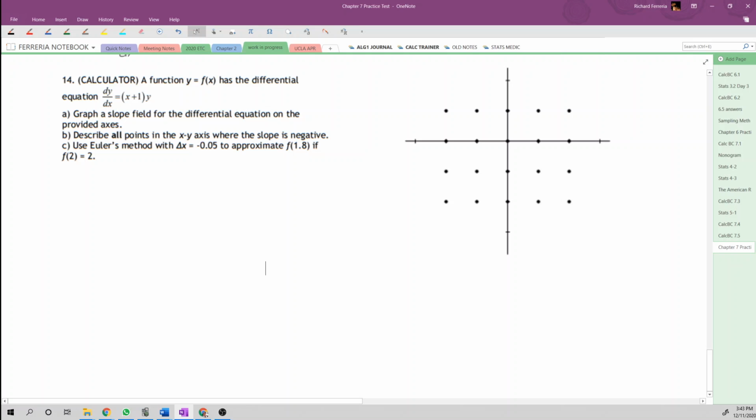Hey everyone, we're back with your Chapter 7 practice test. We're looking at number 14 now, the slope field question. And the first thing we're supposed to do is graph the slope field for the differential equation.